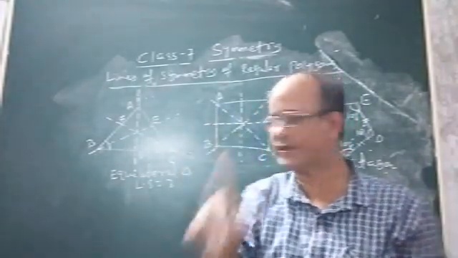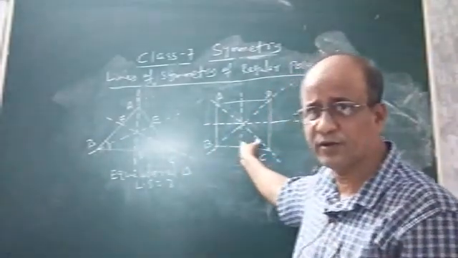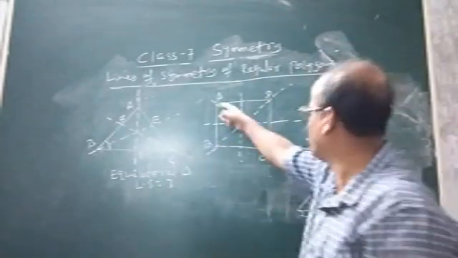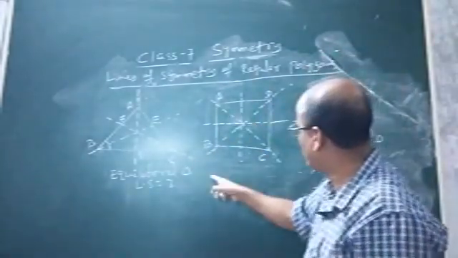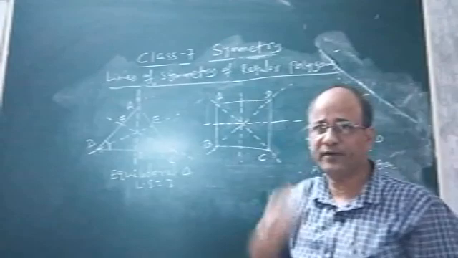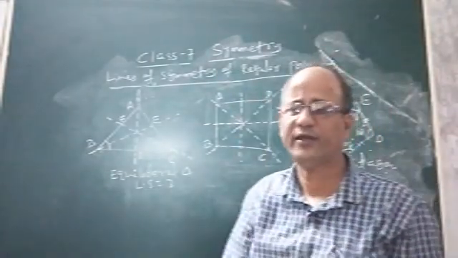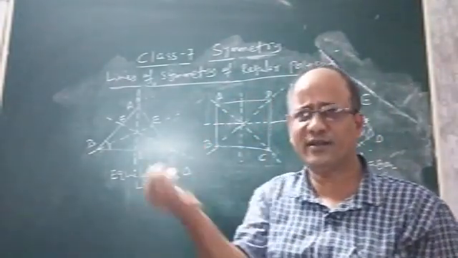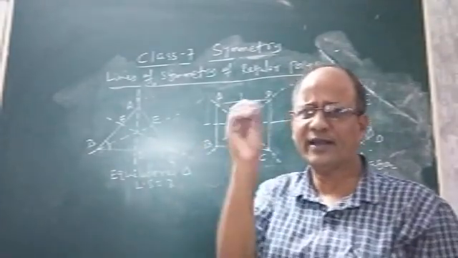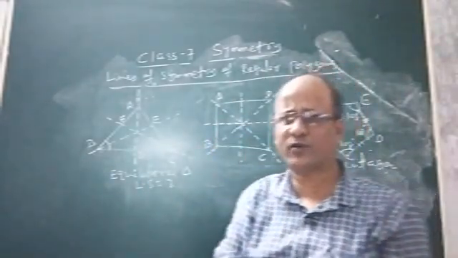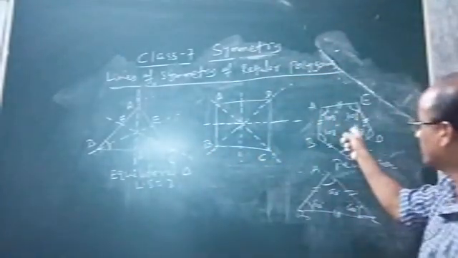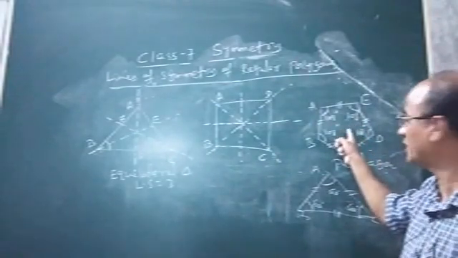It has two lines of symmetry. But a square is a regular polygon. It has four lines of symmetry: two are along the two diagonals and two are along the midpoints of opposite sides. Similarly, you can easily verify a regular pentagon. Suppose you draw a regular pentagon. See, this is a regular pentagon.